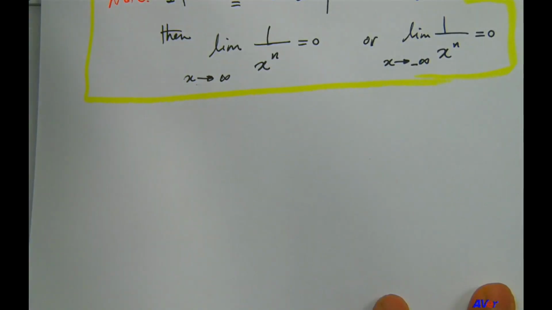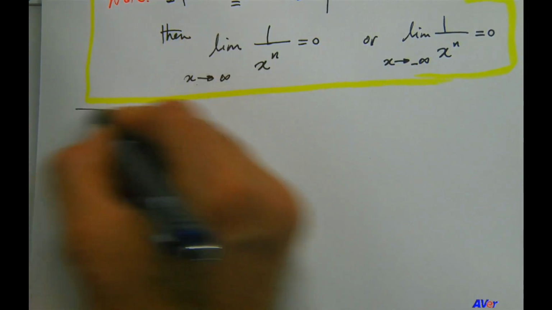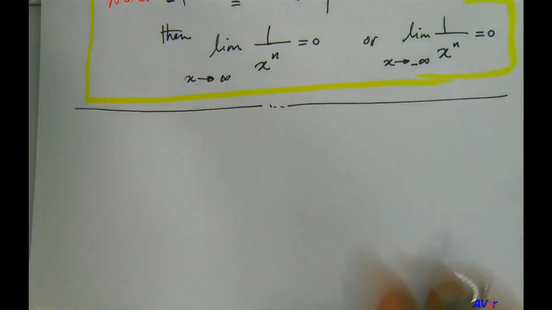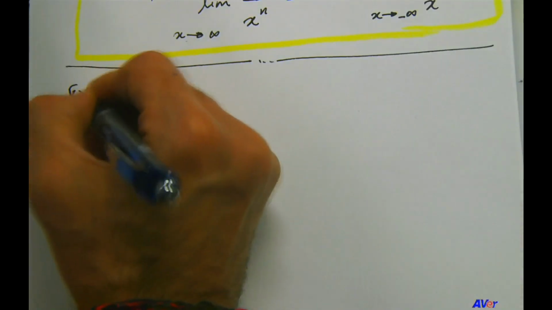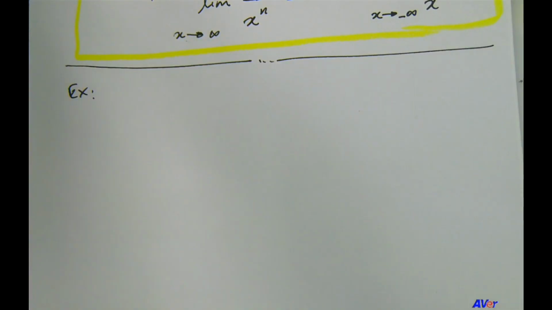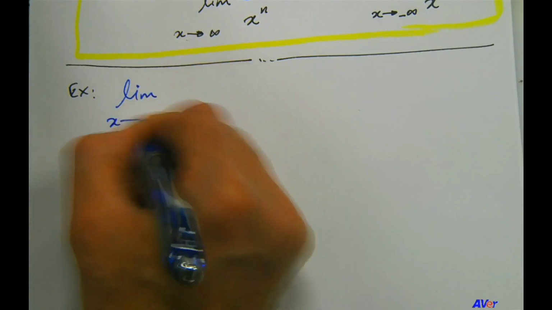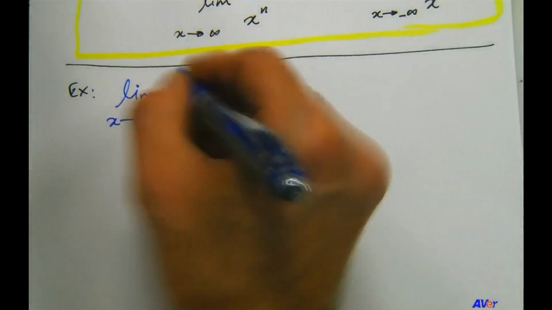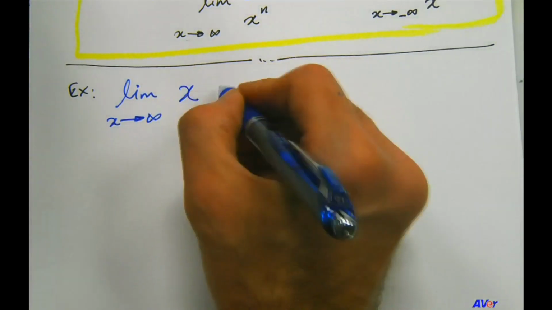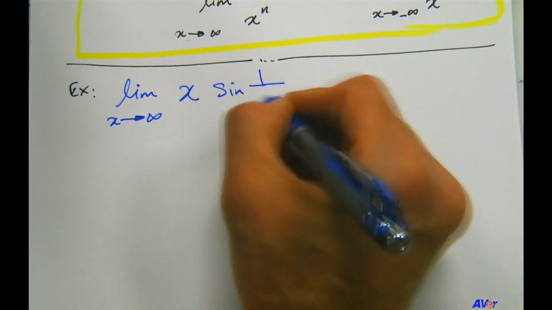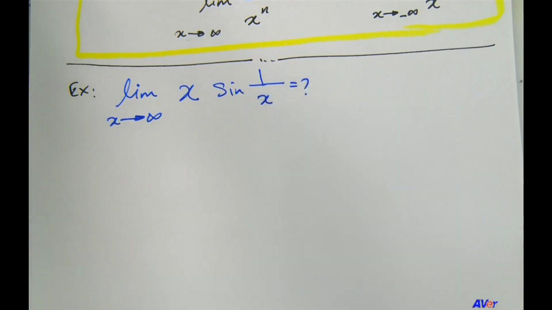Okay, so let's see another example. In this case, we're going to apply the substitution method. So suppose we want to find this limit: the limit as x goes to infinity of x times sine of 1 over x.